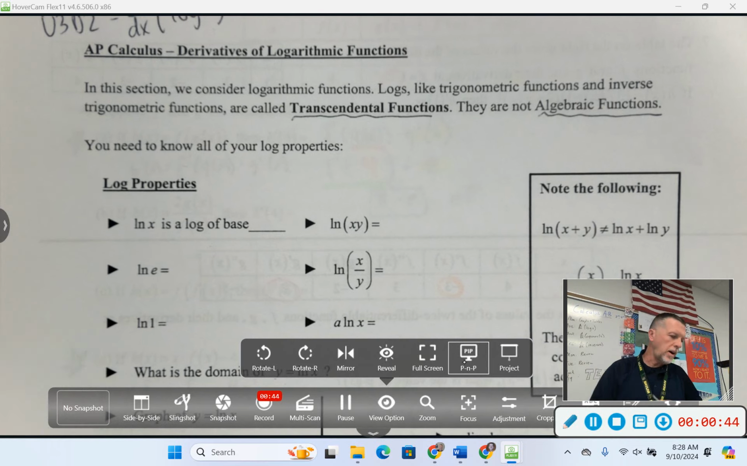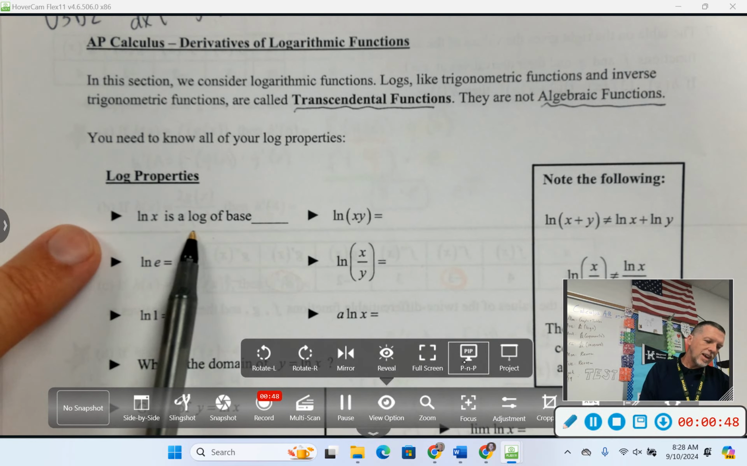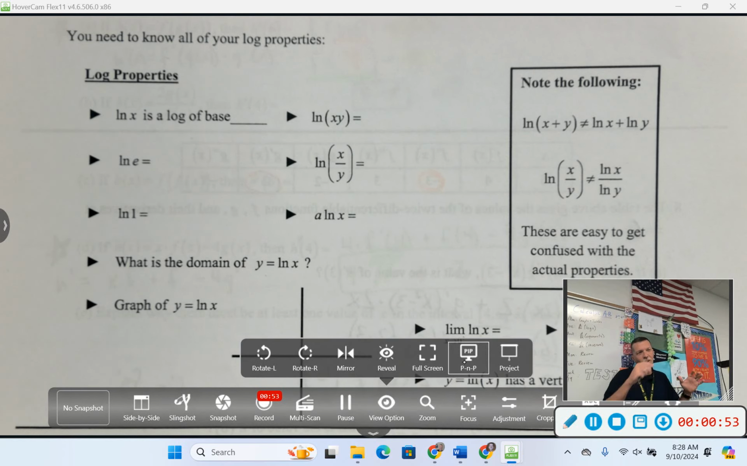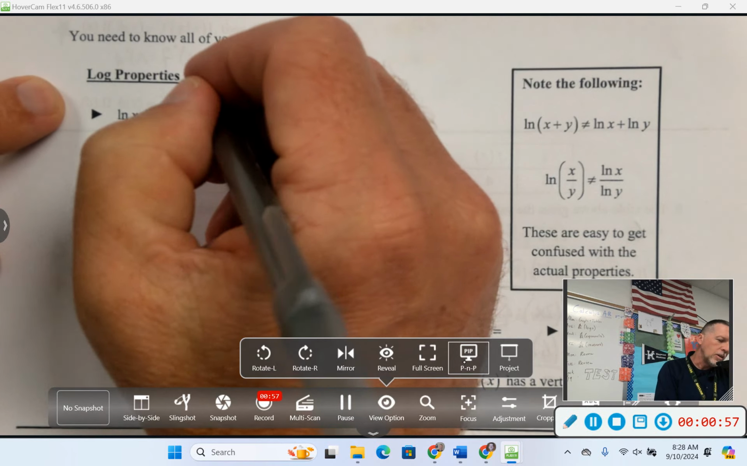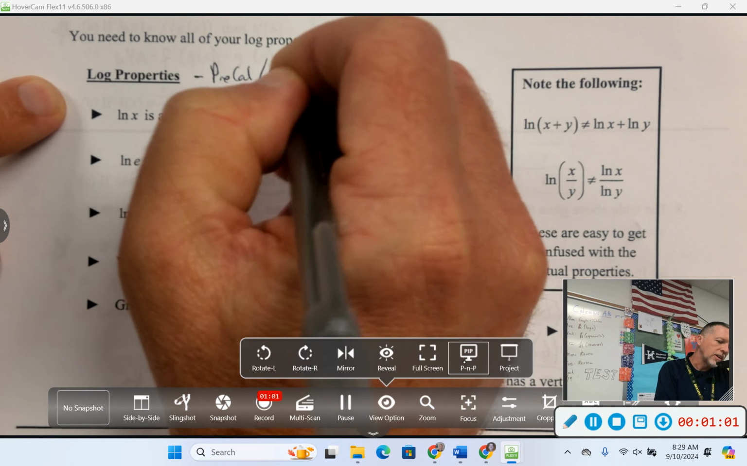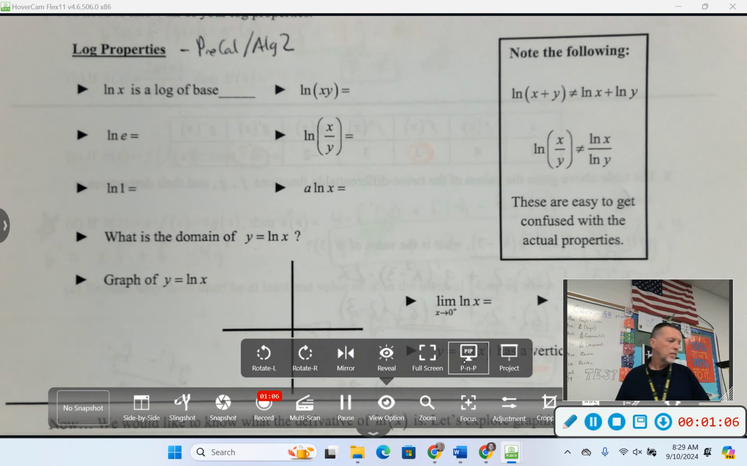So let's back up and review some log properties, because this is where some people struggle. Let's make sure we've got our background set first, and then we'll move into calculus. So, log properties. This is pre-cal and algebra 2 stuff, but it's worth taking the time to remember.